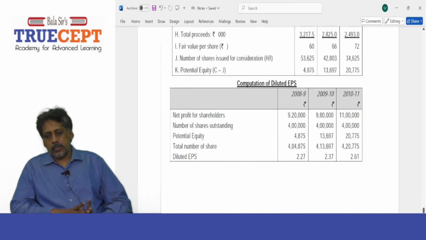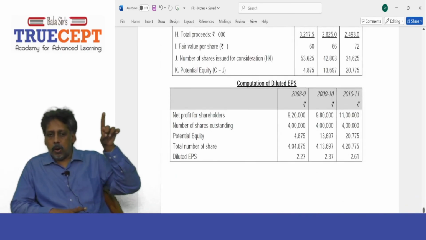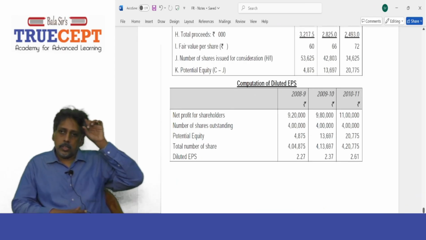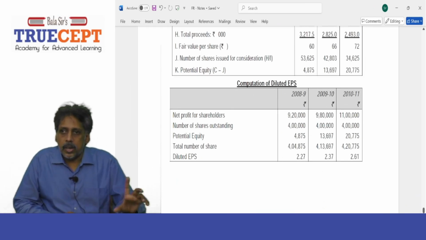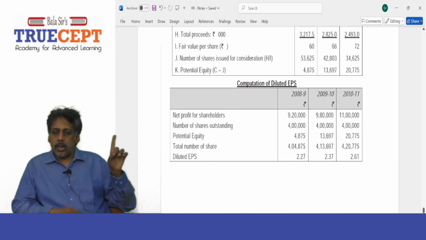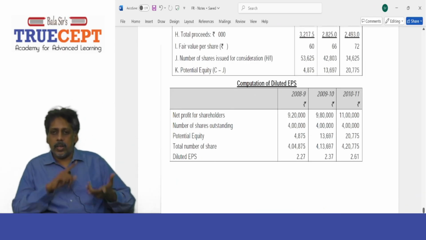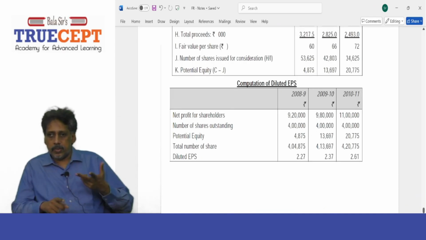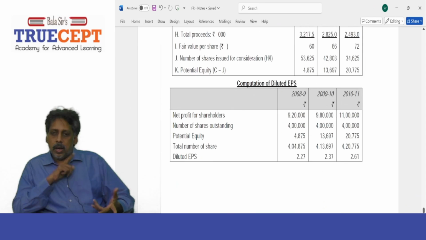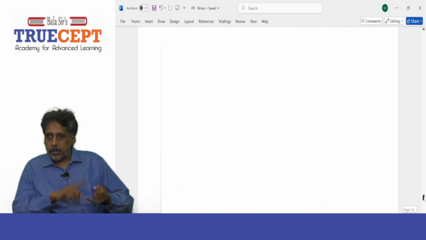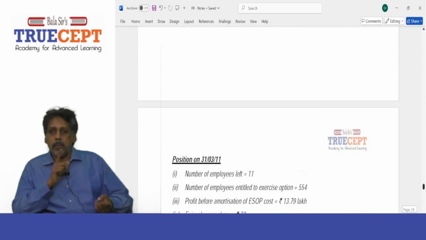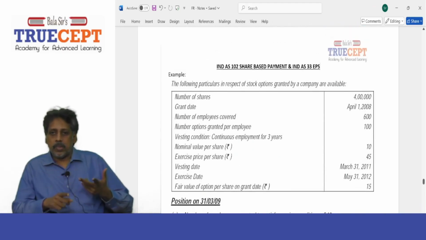That is all, guys. So that is how you incorporate the share based payment arrangement in your calculation of diluted EPS. So here the crux is, how do you calculate the diluted EPS? It's a very good sum, combining IND AS 102 on share based payments and IND AS 33 EPS. Very important from examination standpoint. Learn this really well. Good luck.